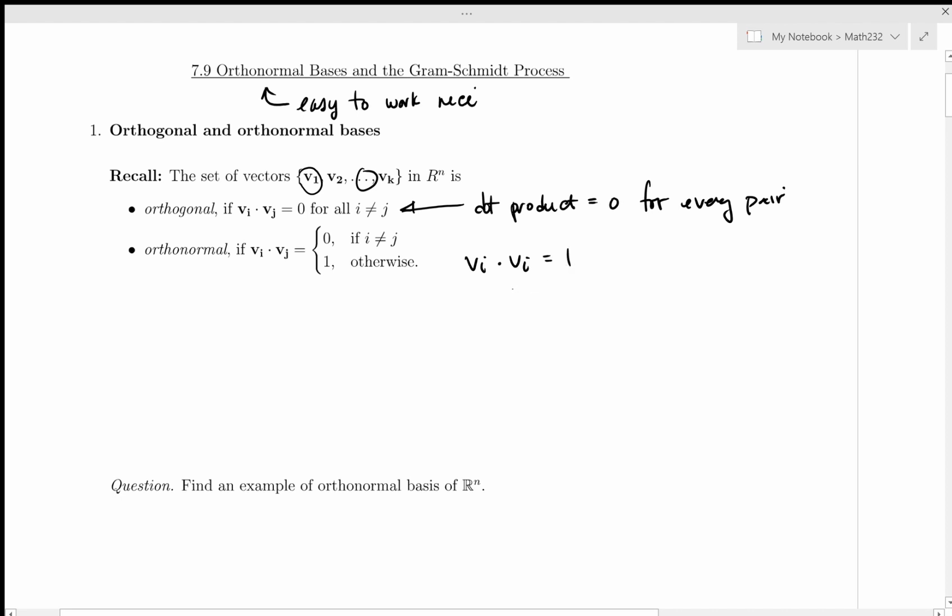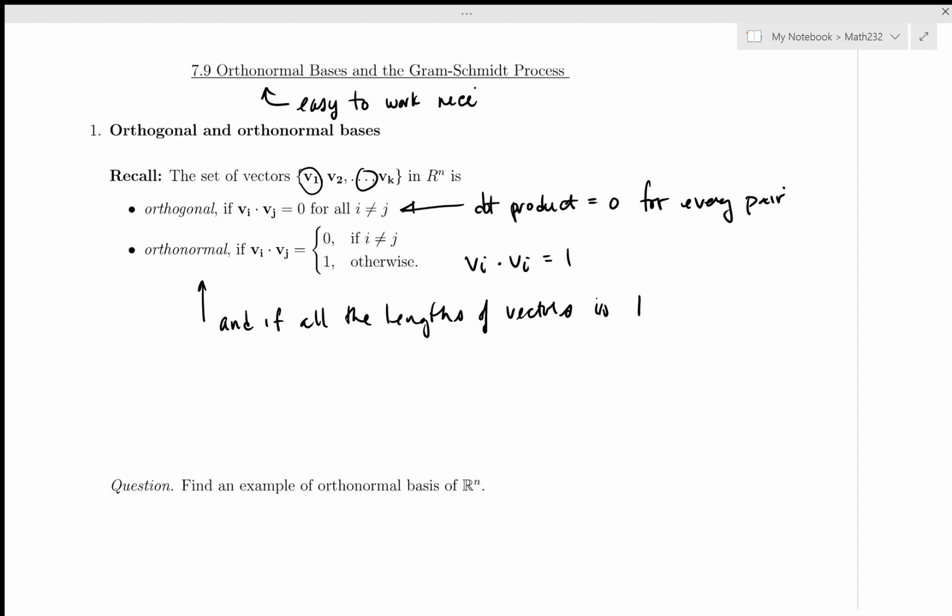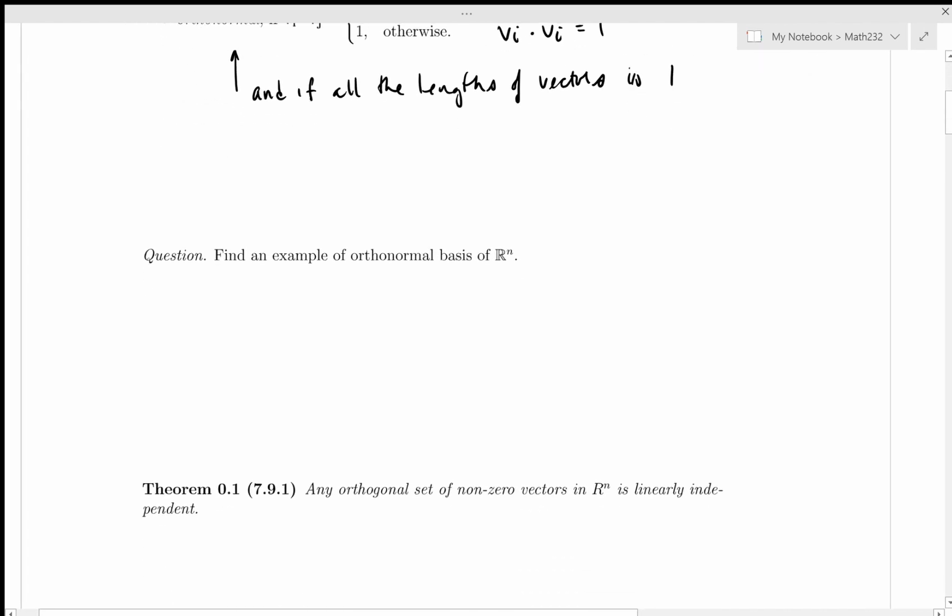And we've actually said this differently. We have said that the vectors are orthonormal if they're orthogonal, and if all the lengths of the vectors are 1. So if their norm is 1. Okay, so let's take an example, and then what we're going to see is if we have a subspace for which we have a basis, we're going to figure out how to change that into an orthonormal basis. That's the idea here. Okay, so what does an orthonormal basis of Rn look like?